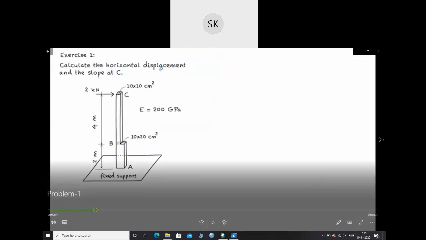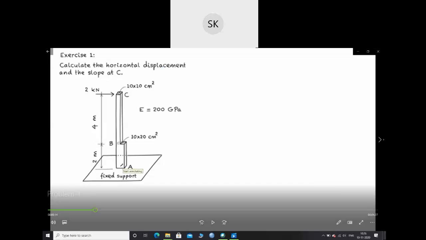A beam is given which is fixed at A, and you have been asked to find out the horizontal displacement and slope at the C point. This part is 4 meter, this part is 2 meter, this part is 4 meter, and a load is applied at the free end. If you place it in the horizontal direction, it will be this kind of beam, and a load is applied at the free end. So you have been asked to find out the horizontal displacement at this C point and the slope at this C point. What will be the slope and deflection? They are placed in the vertical direction.